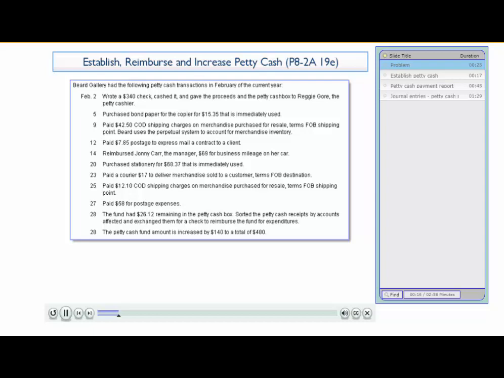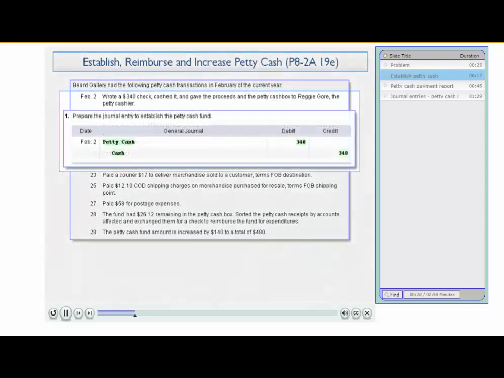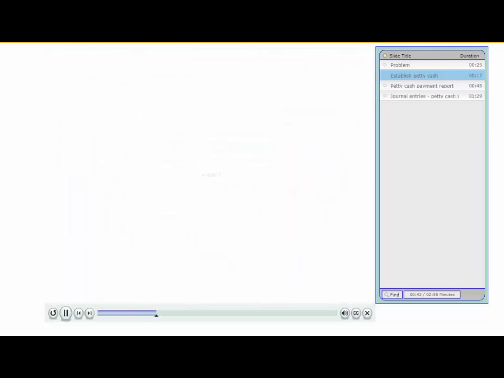On February 2nd, we wrote a $340 check, cashed it, and gave the proceeds in the petty cash box to Reggie Gore, the petty cashier. We'll prepare the journal entry to establish the petty cash fund. We debit petty cash for $340 and credit cash. So in effect, we're transferring money from the general cash account to the petty cash account.